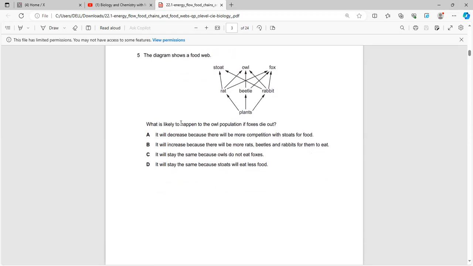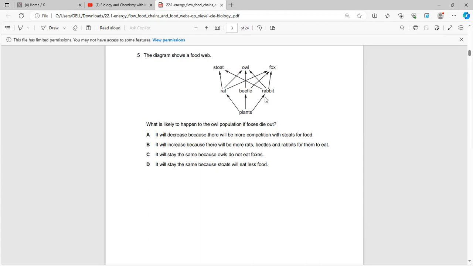Now, in question number five, what will happen to the owl population if foxes die out? You need to know that in such a relationship, each animal has a synergistic relationship with the others, and if we take one or two out of the equation, it will indefinitely affect each of the other animals, and at the end, after a long period, the population of all of them will decrease.